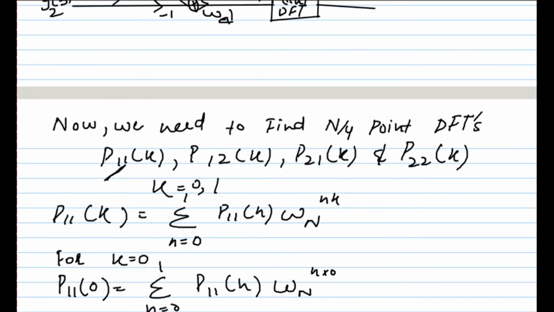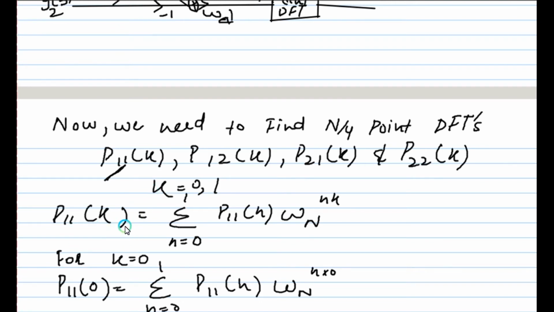So now we need to find four N by 4-point DFTs, that is P11 of k, P12 of k, P21 of k, and P22 of k. P11 of k and P12 of k are associated with G1 of k. P21 of k and P22 of k are associated with G2 of k. Again, the range of k here will be 0 and 1, and the range of n will also be 0 and 1.